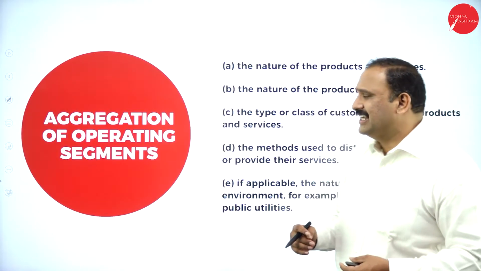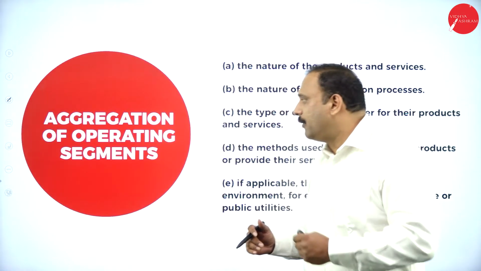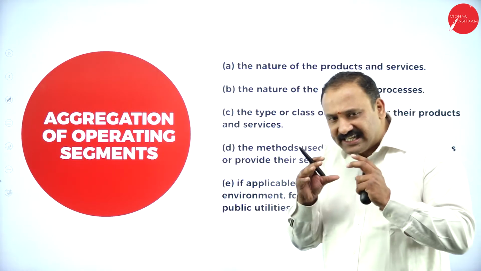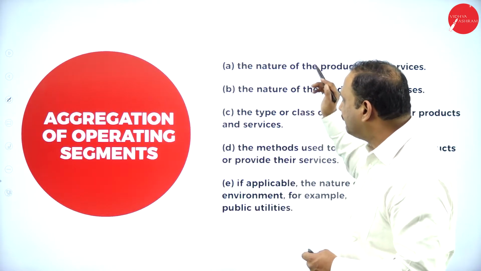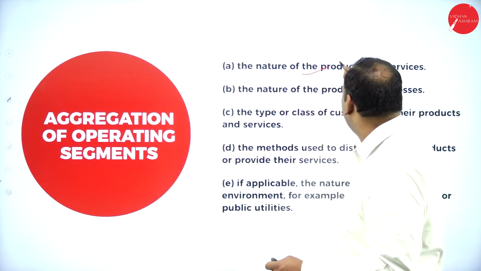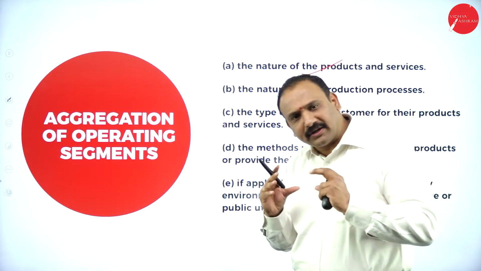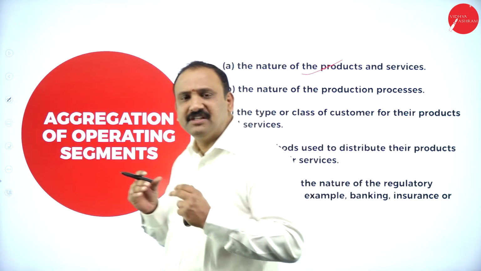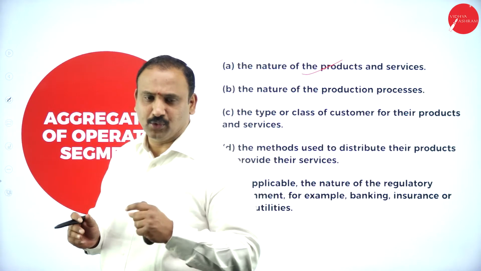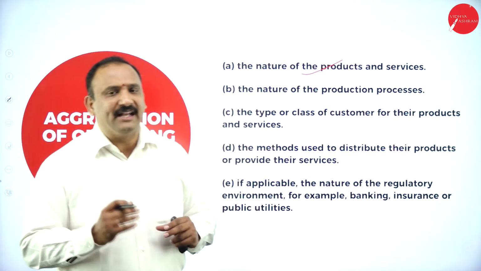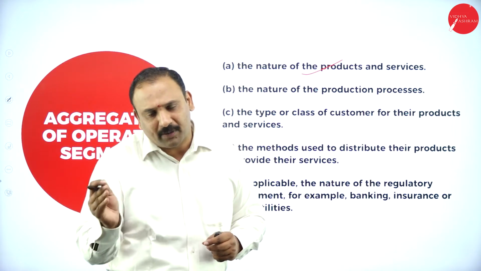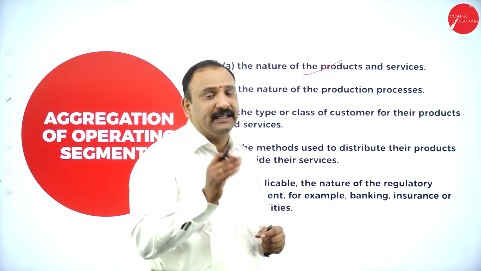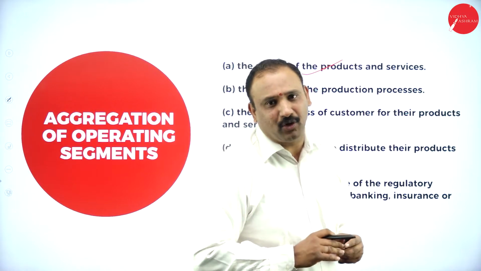Now, moving further, the aggregation of operating segments. What needs to be understood about the aggregation of operating segments is, the first point is the nature of products and services. So what kind of products and what kind of services are you involved in? On one side, when we talk about a manufacturing company, they might have n number of products. But when we talk about an IT services company, they have a different parameter altogether.